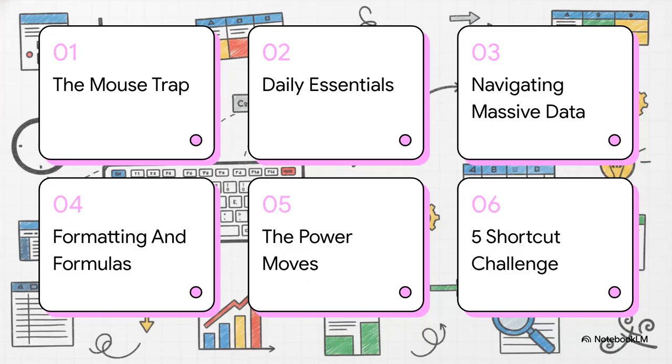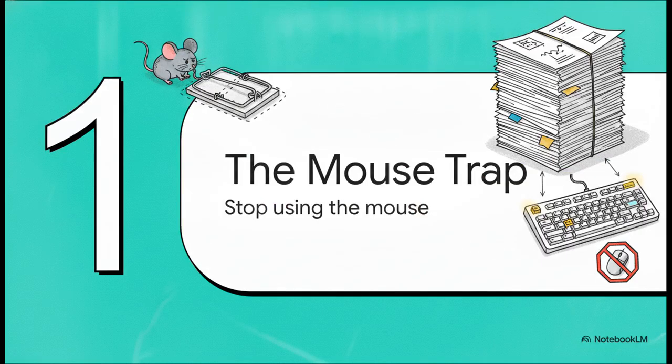We are going on a bit of a zero-to-hero journey today across 6 key areas. We've got the mousetrap, the daily essentials, navigating massive data, formatting and formulas, the power moves, and finally, we'll wrap up with the 5 shortcut challenge. All right, let's kick things off with part 1, the mousetrap.